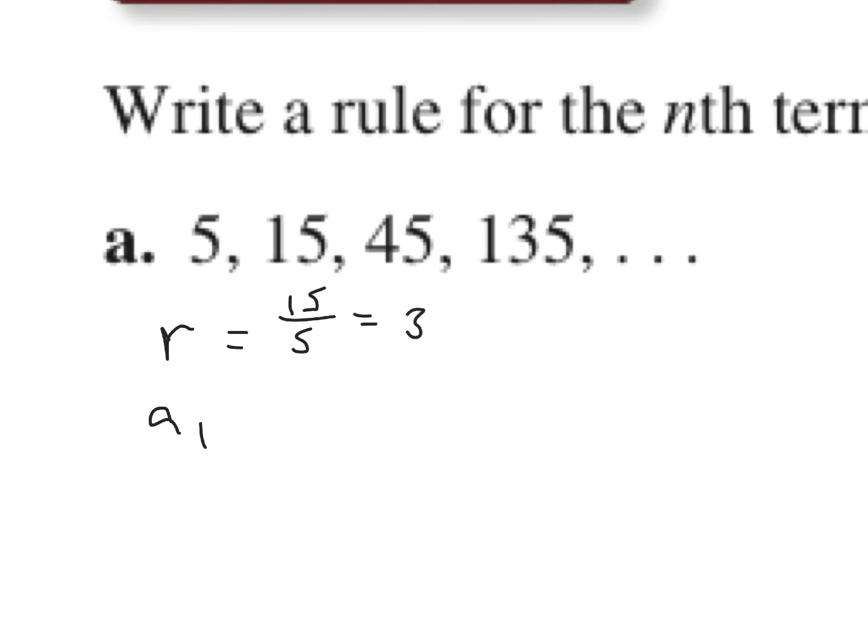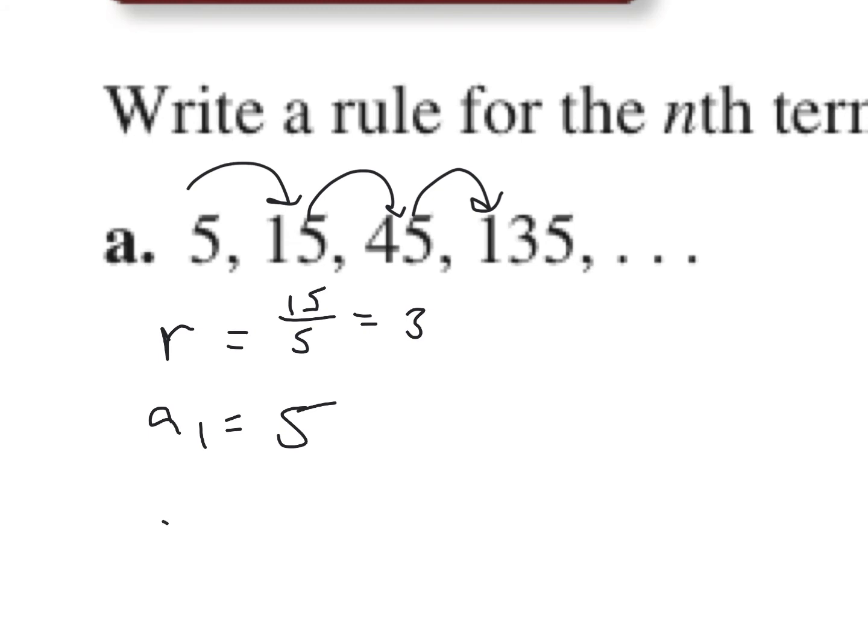3 over 1, which is just 3. So we're multiplying by 3, multiplying by 3, multiplying by 3 each time. So 3 is our common ratio. What is our a sub 1? 5, our first term, which is 5.